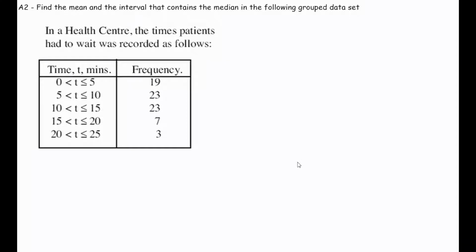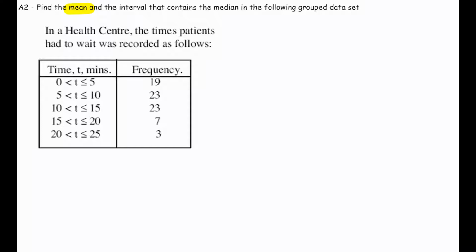Okay, so moving on to grouped frequency data. What we're going to look at is once again finding the mean, and we're also going to try and locate the median. Okay, so firstly the mean. What we're going to need to do is take a value to represent each of these groups.